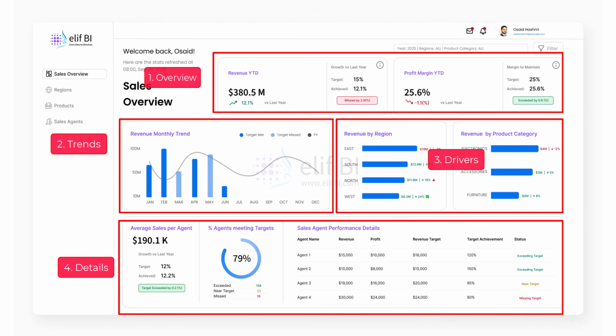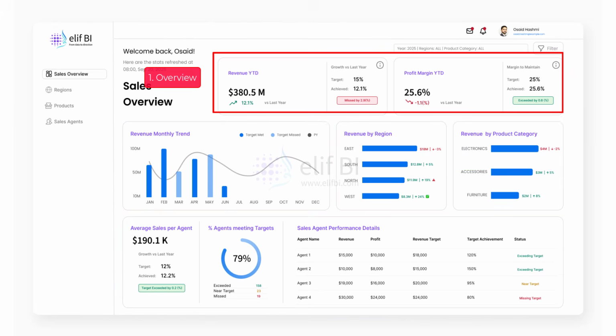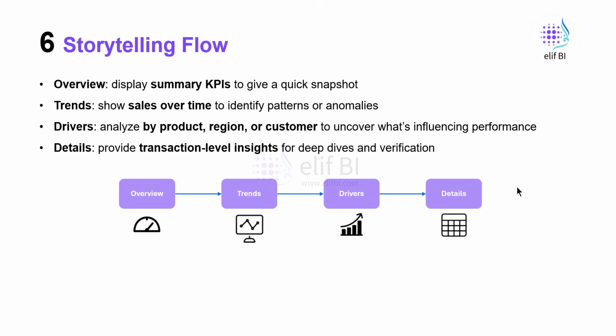So this basically mirrors the way in which an executive thinks. That is a snapshot, the context, the root cause, and the accountability. And remember that a good dashboard doesn't just answer what happened, but it should also answer why did it happen and what should we do next.